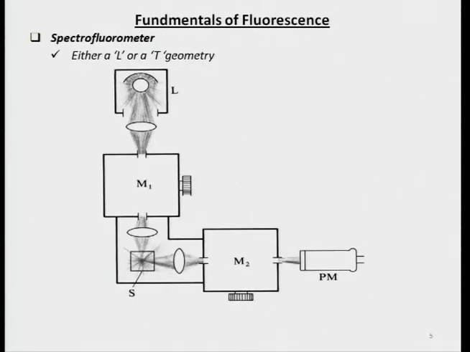So this is how you actually measure the fluorescence. Most of the time, you either have an L-shaped geometry or a T-shaped geometry. So this is an L-shaped geometry. This is the one that we have upstairs. And you have a light source, obviously a focusing lens, and then you have a monochromator. This is the monochromator that allows you to select a particular wavelength, whatever wavelength that you want to use.